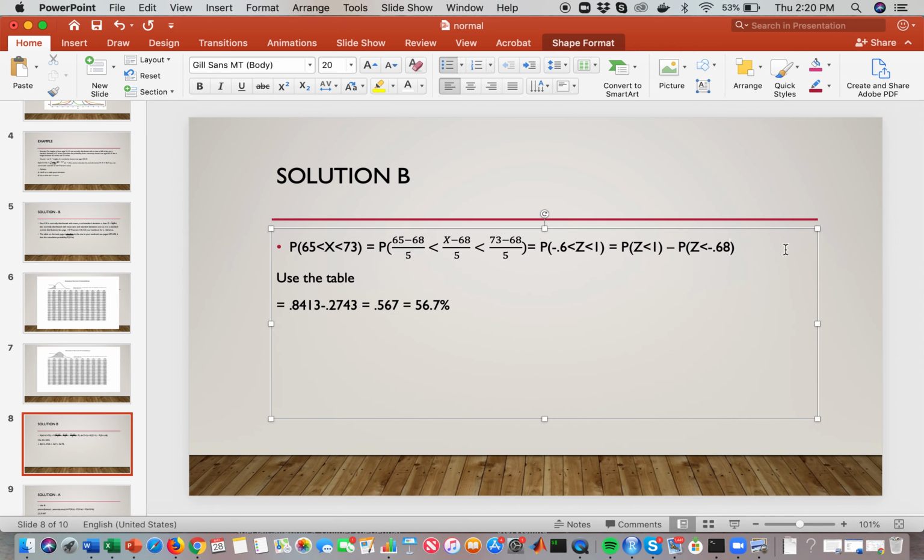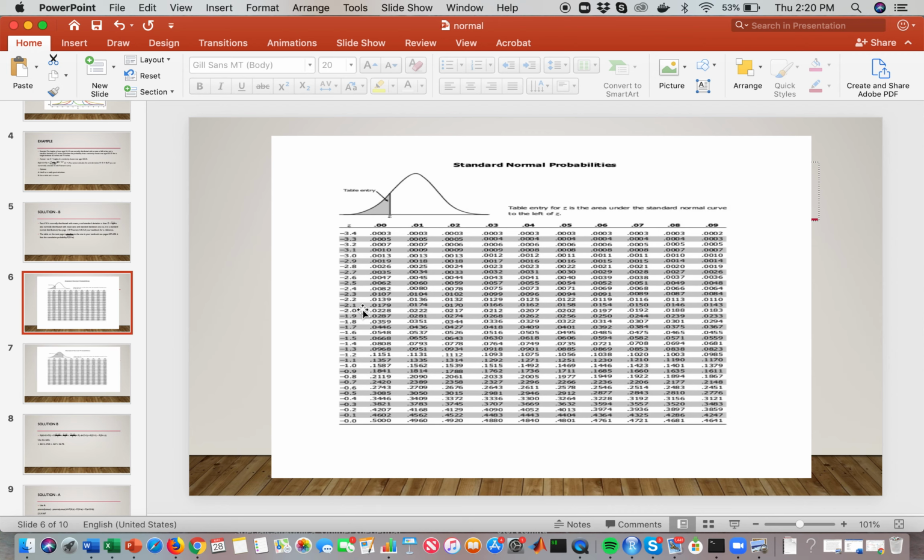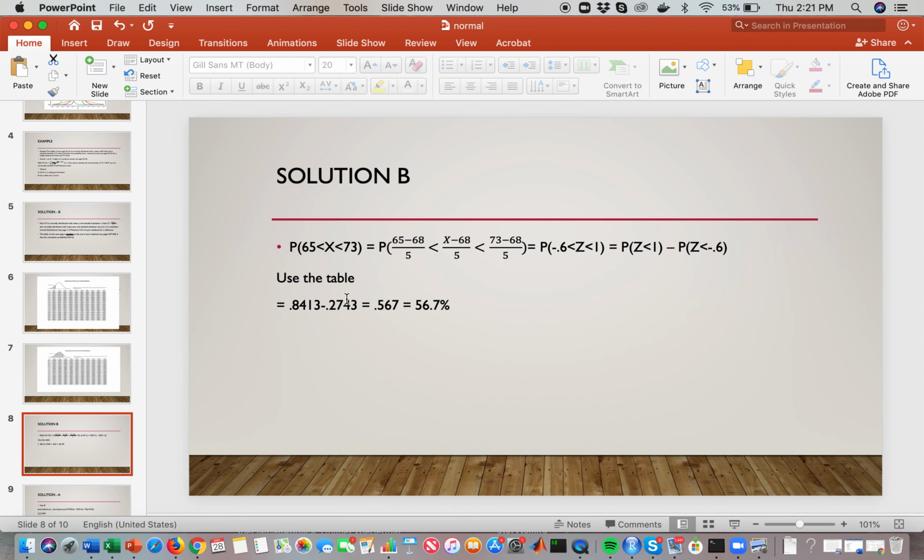So that should not be minus 0.868. It should be minus 0.6 because that's what this number is right here. Okay, so I need to look for minus 0.6 in this table. So I'll go down to minus 0.6. It's 0, 0. So I'll use this first one, 0.2743. And that's how I get that number. Then I do the difference and I get 56%.